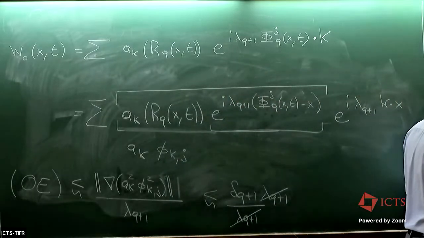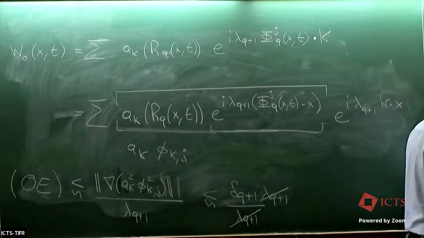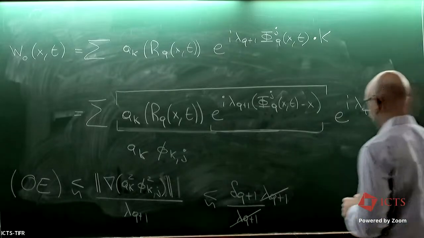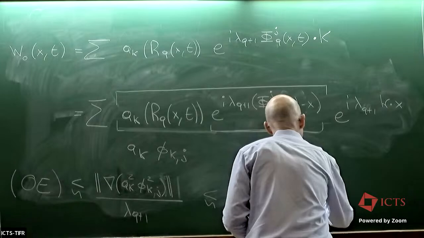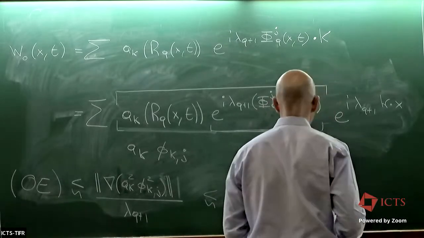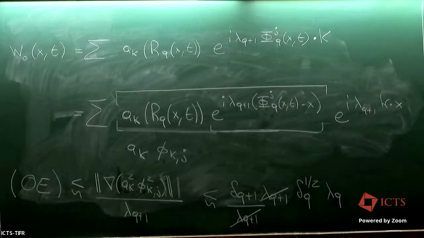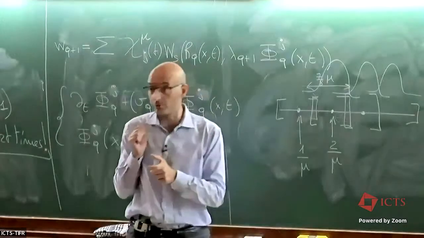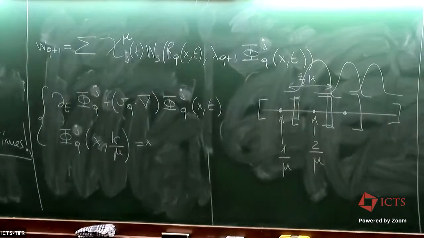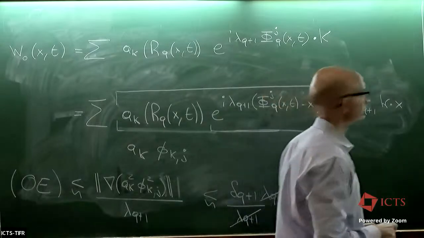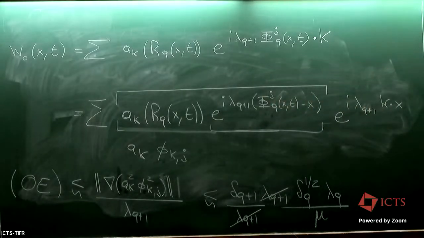And so this is going to be what? Something very ugly, right? This is the estimate. Something very ugly because this one is delta q to the 1/2 times lambda q. Okay? But for a short time t, because I'm restarting my flow every time with the identity being here, and I'm only considering a short interval of size 1/mu in there. Okay? And so here you actually gain the mu. Okay? So this is what is going to be the oscillation error.